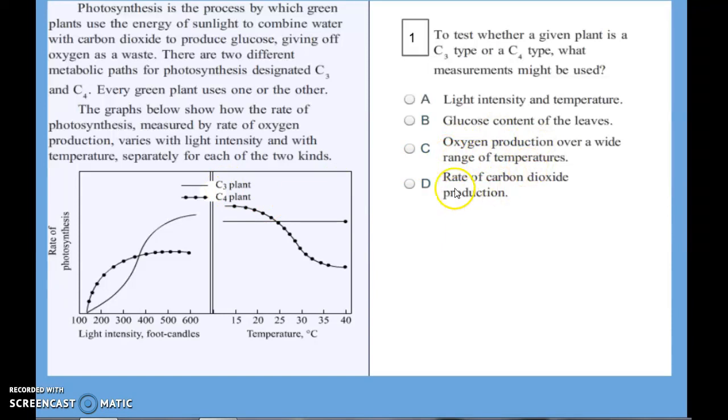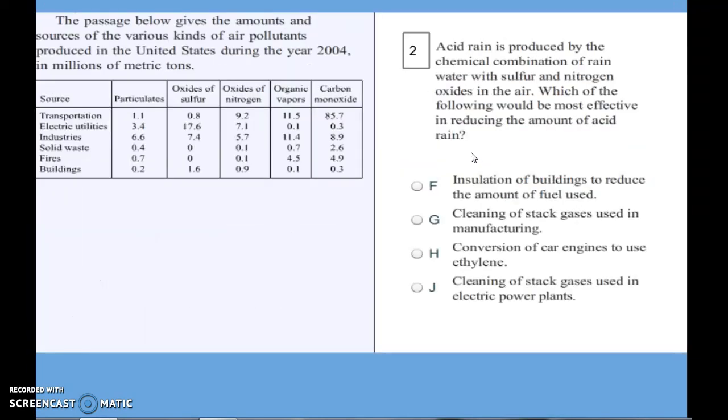But let's look at the last one just to make sure. Rate of carbon dioxide production. None of them produce carbon dioxide. They take that in. So it is definitely C. And that's our answer.